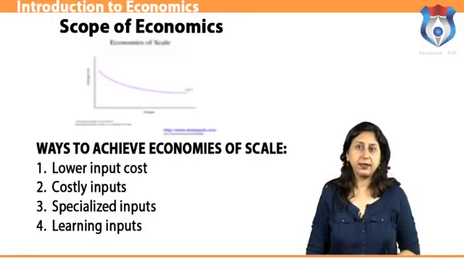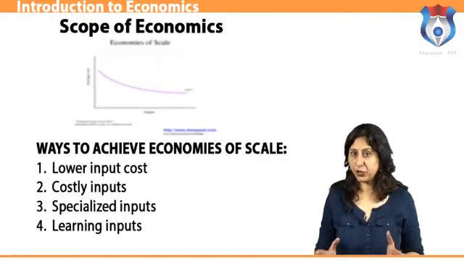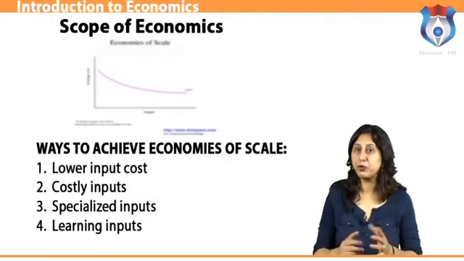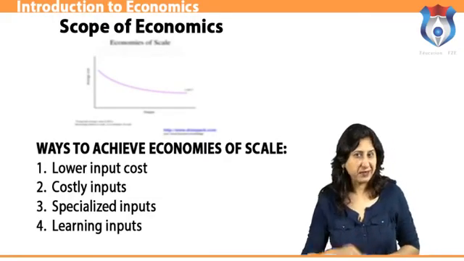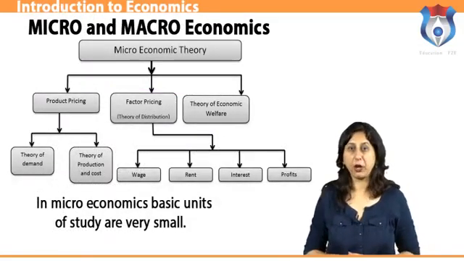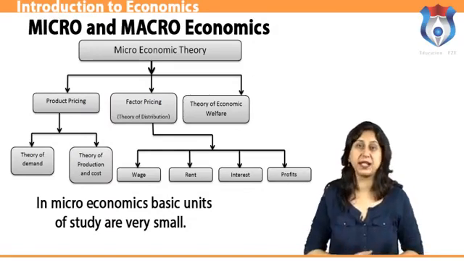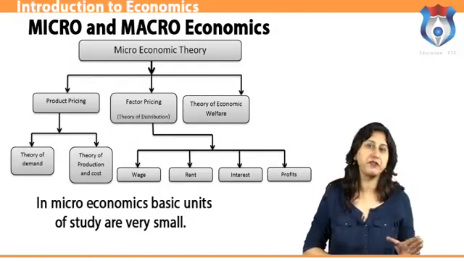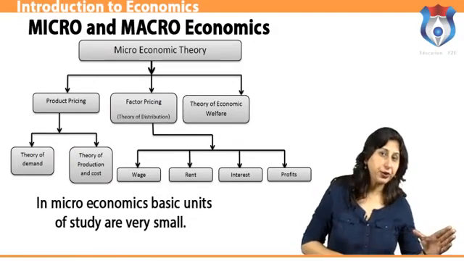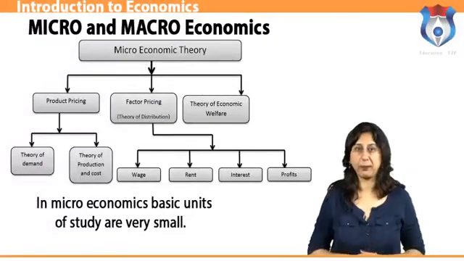Learning inputs. Learning processes related to production, selling and distribution can result in improved efficiency. Practice makes perfect. Micro and macroeconomics. After the above discussion, it will be easy for you to understand the two main parts of economics, which are micro and macroeconomics. Meaning of microeconomics.